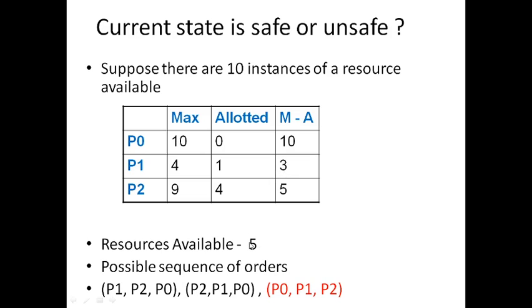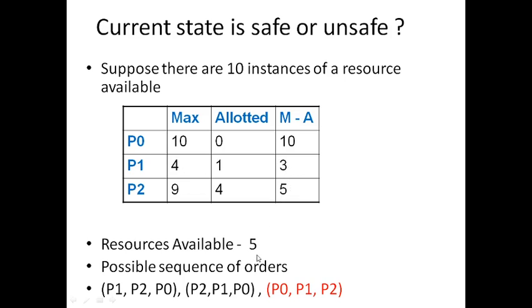So what will happen if you allocate 3 resources to P1? P1 will complete, because once all the resources are provided to a process, at some point of time it will complete its execution and it will return all the resources. So if P1 completes, we will get back 8 resources into the available. All the resources that are allotted to P1 will be released. So the total number of available resources will increase to 8.